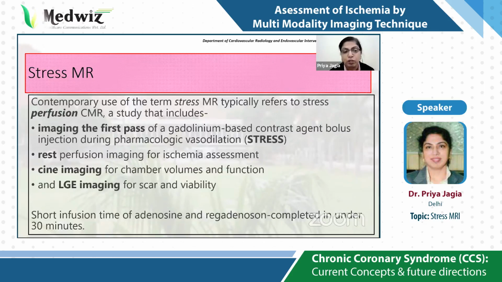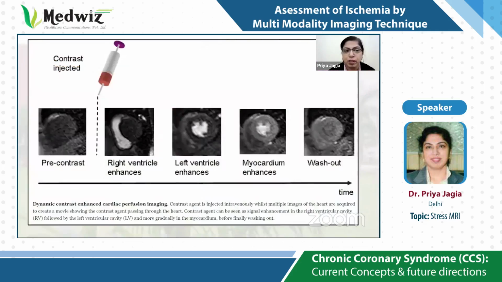And with the advent of the newer adenosine and regadenoson agents, which have short infusion times, most of these studies are completed within 30 to 40 minutes. So this is a sequence of how the perfusion looks. This is a pre-contrast image, so there is no contrast. It is a null sequence, which does not show the myocardium and the blood separately.